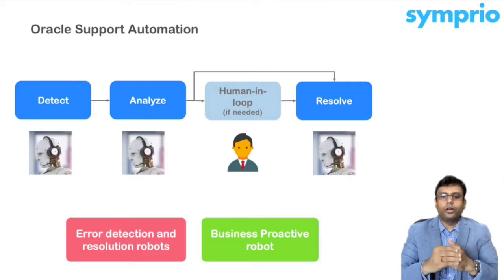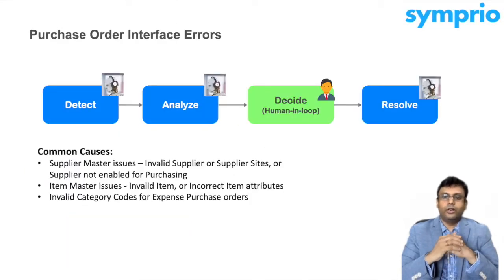Today, I will walk you through a demo on how a robot can detect errors in Oracle ERP and trigger a human-in-loop process to resolve those errors. In this demo, we are going to demonstrate common issues in purchase order interface where the robot detects interface errors, works with relevant business users to get inputs and resolve issues, or proactively creates incidents with the relevant team in ServiceNow if resolution was not provided by business users.